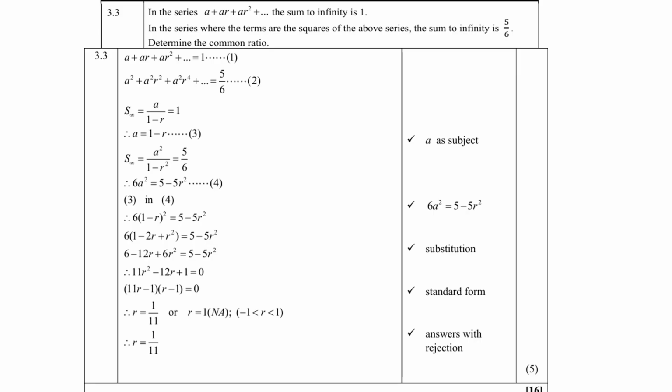So the rest now is just algebra. Remove the brackets, rearrange your terms into a quadratic trinomial, factorize, and then you get r equals 1 over 11 or r equals 1. But of course, r equals 1 is not applicable. Remember, it is sum to infinity. For sum to infinity, r has got to be a fraction, don't forget. So therefore, we only accept r equals 1 over 11. Yes, I must agree yet again, not that straightforward, but challenging.